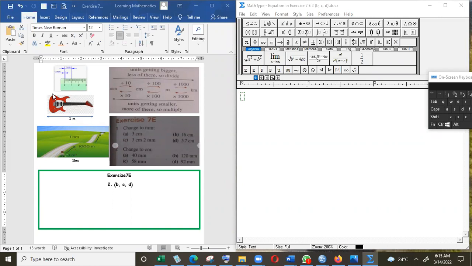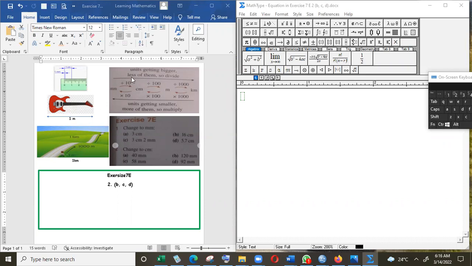Now, the millimeter is the smallest, the centimeter is bigger than the millimeter, the meter is bigger than the centimeter, and the kilometer is bigger than the meter. To make up a centimeter, you need 10 millimeters. To make up a meter, you need 100 centimeters. And to make up a kilometer, you need 1,000 meters.